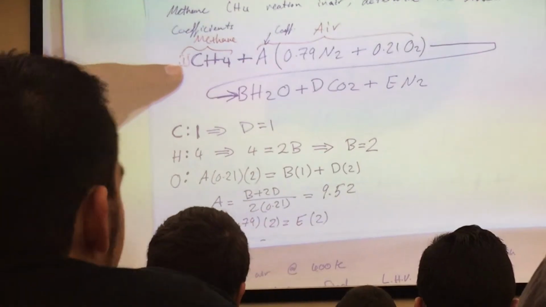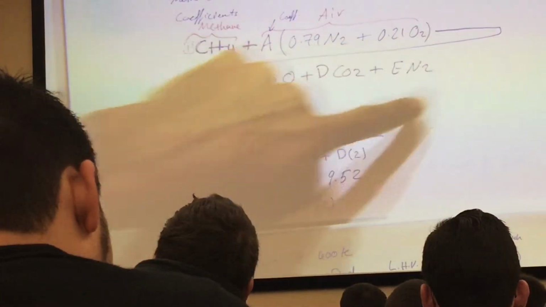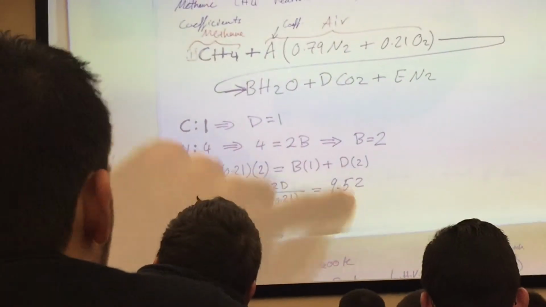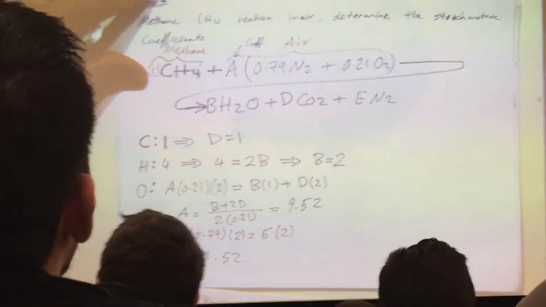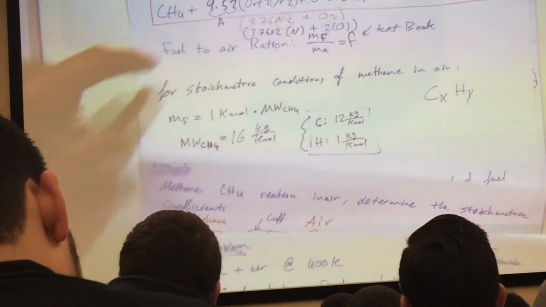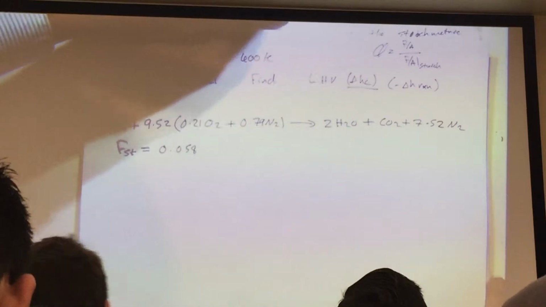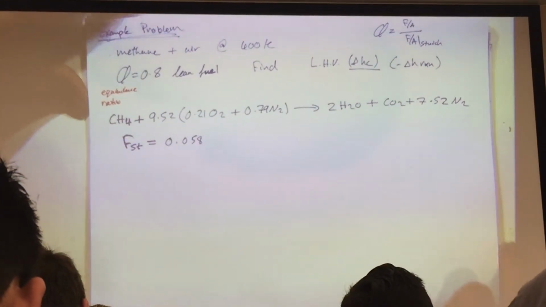We did this example. We got A, 9.52, and you've probably done a few during the homework, so you already know how to do this, and you already got the equivalence ratio of interest, or the stoichiometric fuel-air ratio. And in this case, it's 0.058.